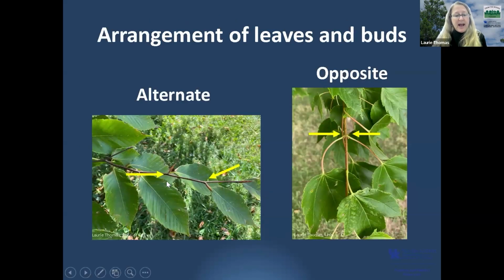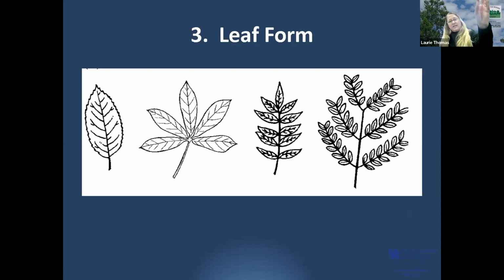Let's look at some actual photos. We've got alternately arranged leaves, and you can see the buds as well. If the leaf is alternately arranged, the buds are alternately arranged as well. So we've got a leaf here and a leaf there. And then we've got opposite. This one is a maple, ash, dogwood, buckeye. So we've got oppositely arranged. You can see the buds are across from each other on that twig, as are the leaves. So oppositely arranged.